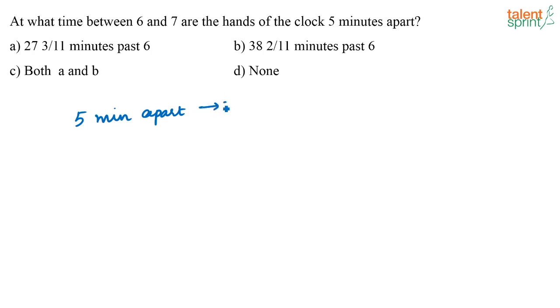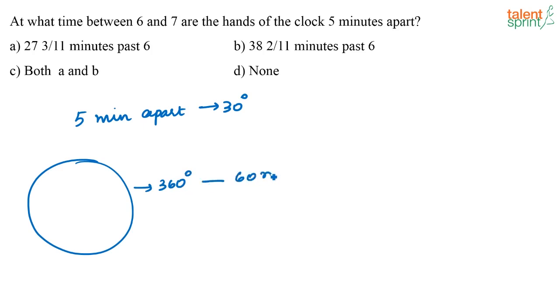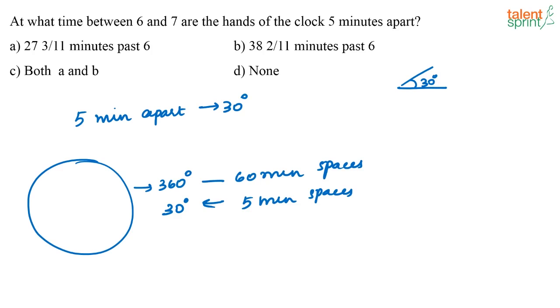It is nothing but 30 degrees. How do I say 30 degrees? See, the full clock is divided into 360 degrees, or that is equivalent to 60 minute spaces. So how many degrees does 5 minute spaces represent? 5 minute spaces represent 30 degrees, or I can say that the angle between the hour hand and the minute hand is 30 degrees. Now if I say the angle between the hour hand and the minute hand is 30 degrees, between time 6 and 7 there are two possibilities that can come.